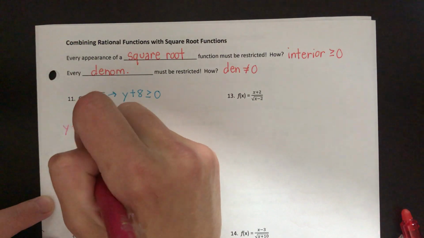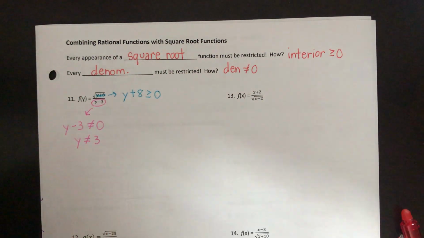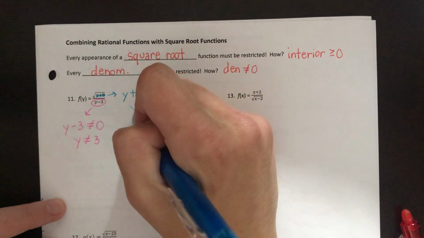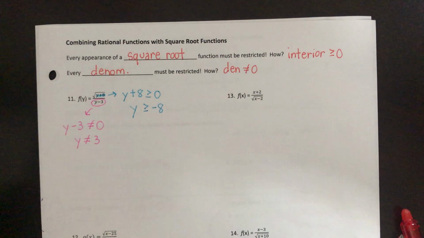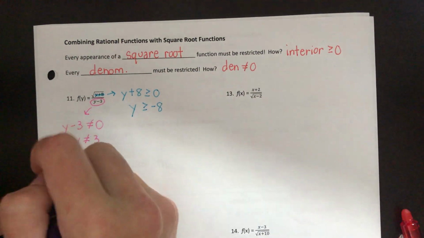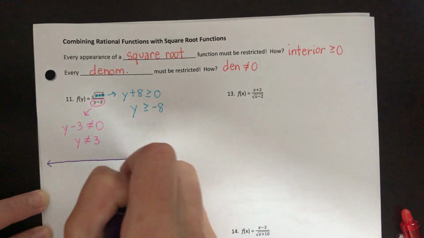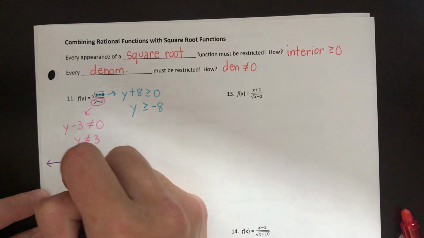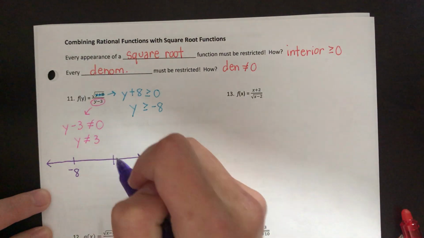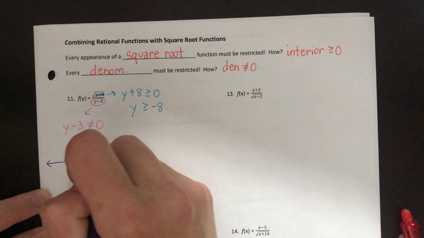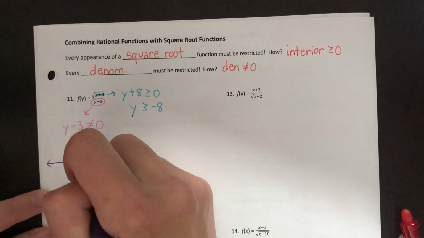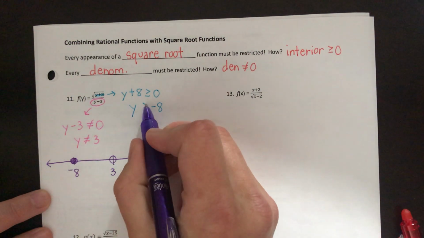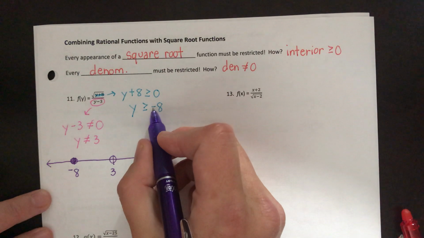So here this would be y cannot equal 3, and here this would be y is greater than or equal to negative 8. So now that I've got two colors, the question is, what color do I do my number line in? Let's do it in purple. Make sure you're careful where you place your values. Negative 8 obviously goes on the left, 3 goes on the right. We can't be 3, so we don't shade it. We can be negative 8, and we're everything greater than or equal to negative 8.